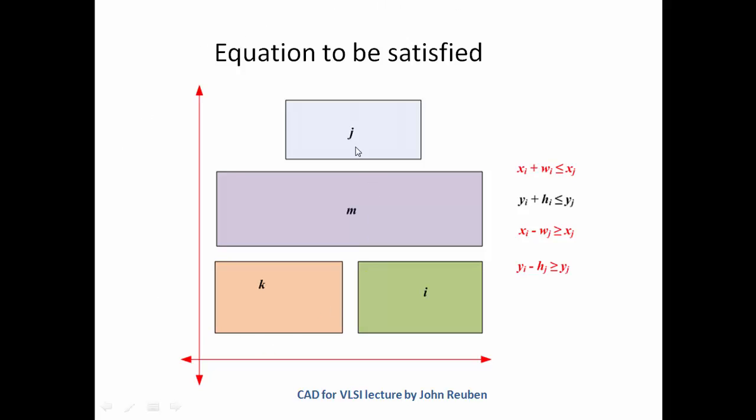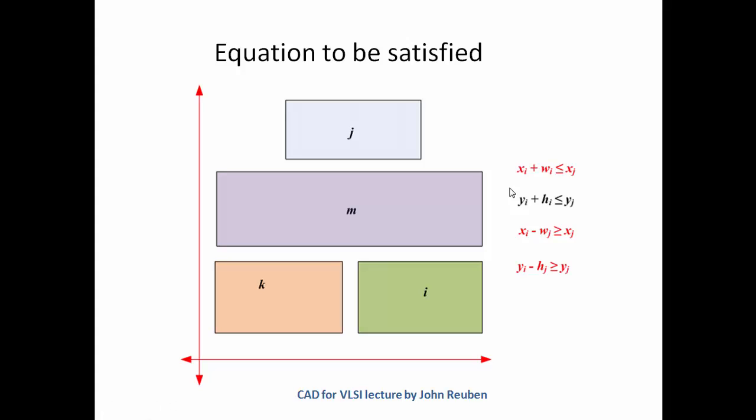Now what about this? For these 4 modules i, j, k and m. So you can see that the second equation is satisfied, that yi plus the height of the module i is lesser than yj. Only this equation is satisfied. What about the first equation? That won't be satisfied. The first equation is satisfied only if i is to the left of j. That is not true. The third equation will be satisfied only if i is to the right of j. That is also not true between modules i and j. And the last equation, of course, if i is above j. So only the second equation is satisfied.